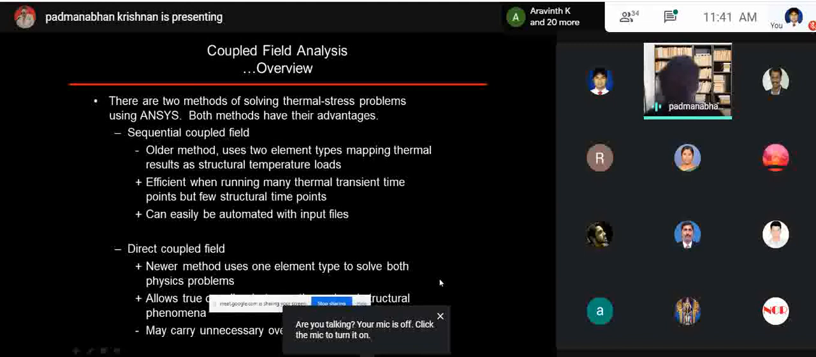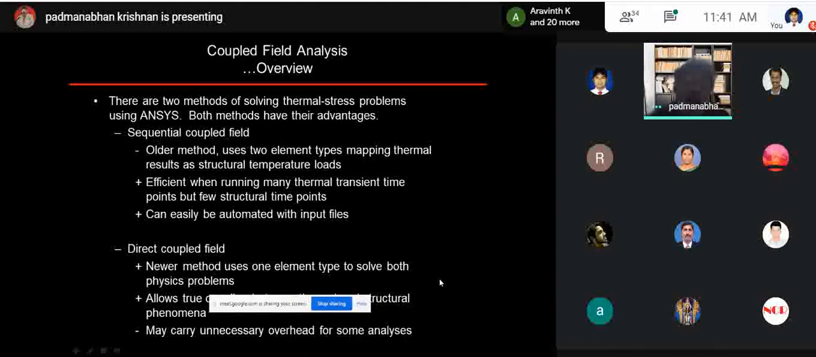But in the sequential coupled field analysis, you have to go with the transient conditions. If you have not understood transients well, don't do the sequential coupled analysis. When you do time steps and all that, you might do very badly.